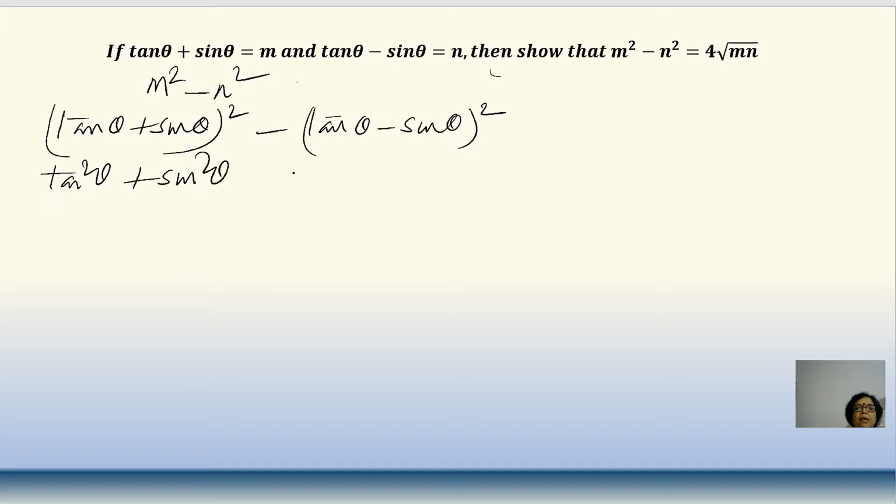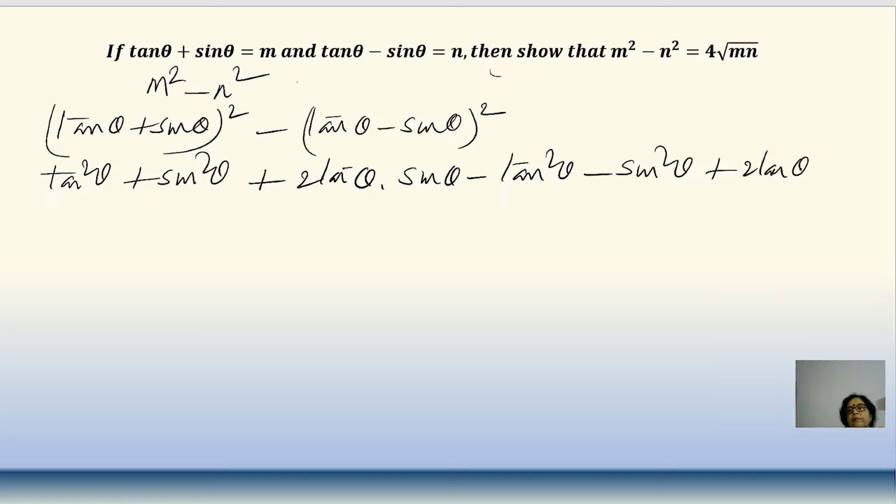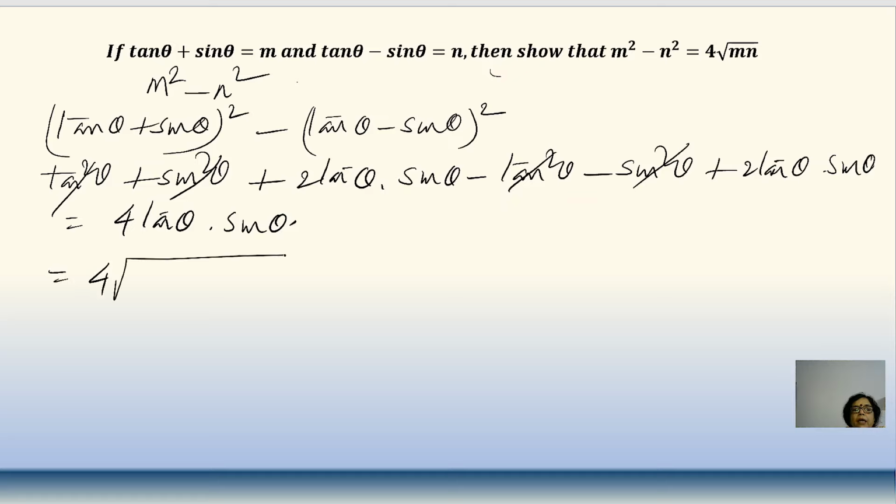We get here tan square theta plus sine square theta plus 2 tan theta into sine theta. And this is minus here, so the signs will change. We'll get here minus tan square theta minus sine square theta plus 2 tan theta into sine theta. So now the terms will get cancelled. These two terms will get cancelled over here. We are left with 4 tan theta into sine theta. So now this can be written as 4 under root tan square theta into sine square theta.